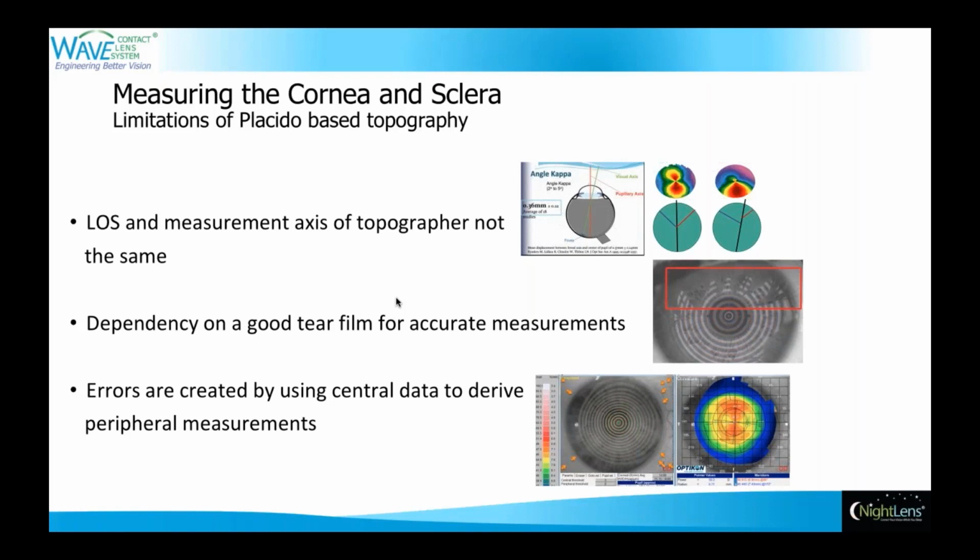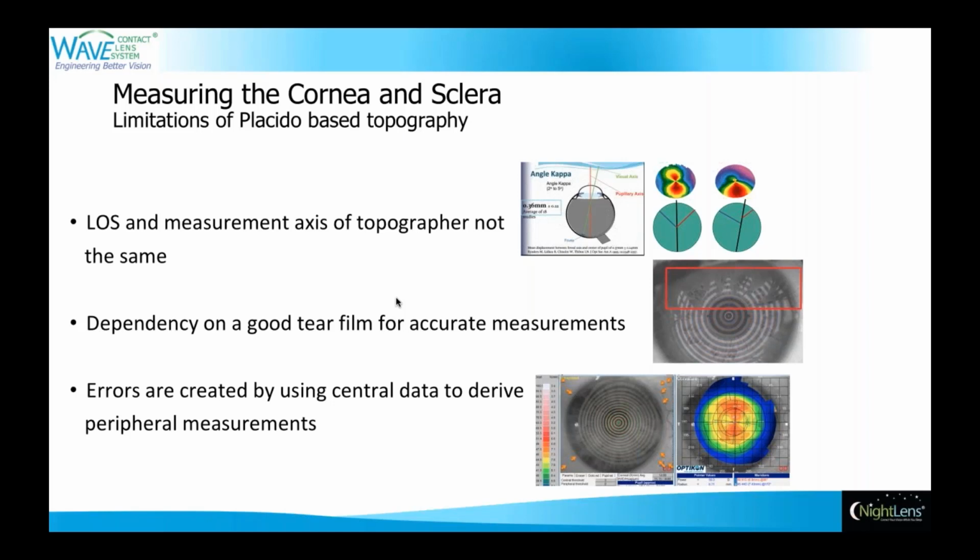Also, you've got a dependency upon a good tear film for accurate measurements. We know with these placido disc reflections, the nose or the eyelashes or eyelids can get in the way. We've got corneal defects or just dry eyes, too much meibum in the tear film, and all that's going to affect the outcome of the topography and therefore the outcome of your lens design. So errors are often created when you use central data to derive the peripheral measurements.